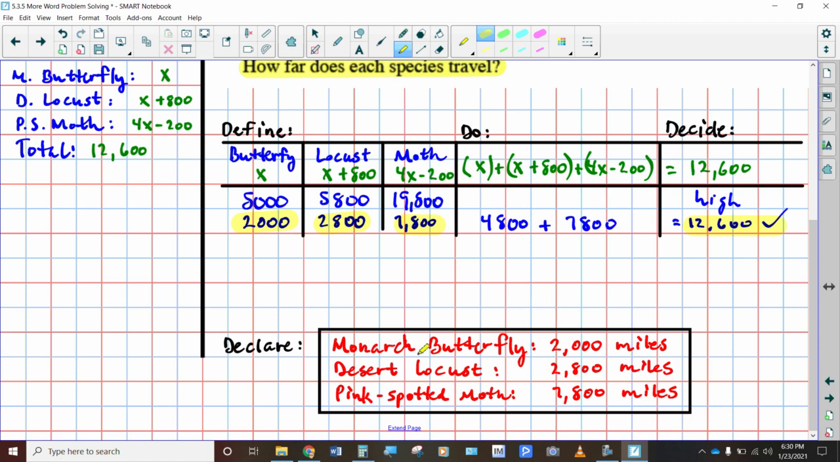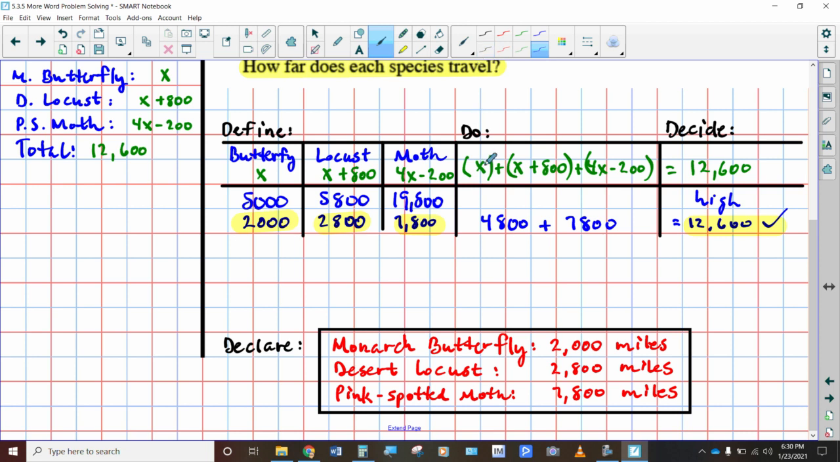And you must declare the answer properly. You can't just circle numbers up in your table. You will not get full credit for that answer because you're not completing the 5D process. You must always declare your answer. All right, so let's go ahead and solve this algebraically.